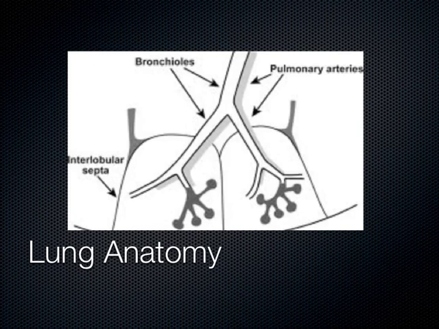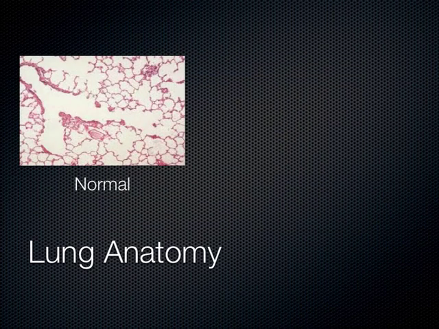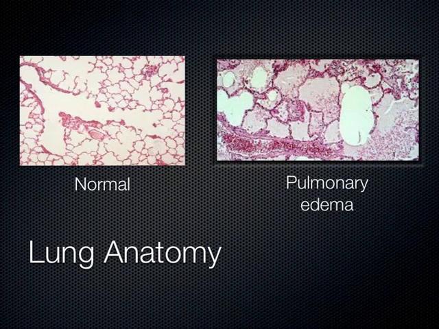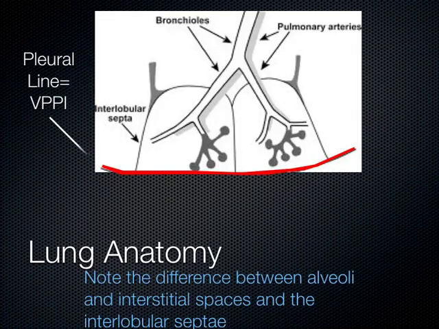This is what it appears like in pulmonary edema. You can see that the air is replaced by fluid. You'll also notice that the interstitium in the picture of pulmonary edema is quite a bit thicker than the interstitium in a normal lung, and that's going to be important to note. Looking back at the picture, the pleural line is sometimes referred to as the VPPI, which is the visceral parietal pleural interface. It basically just means where the visceral and the parietal pleura come together and they move on each other.